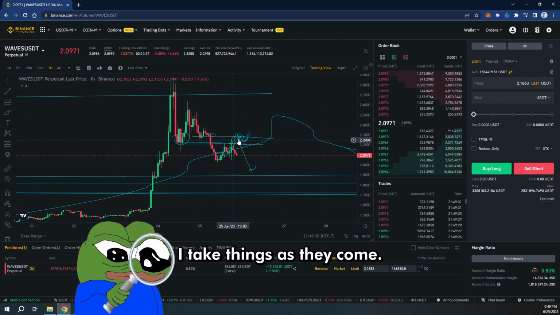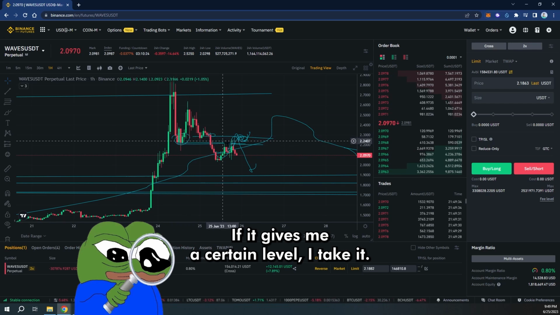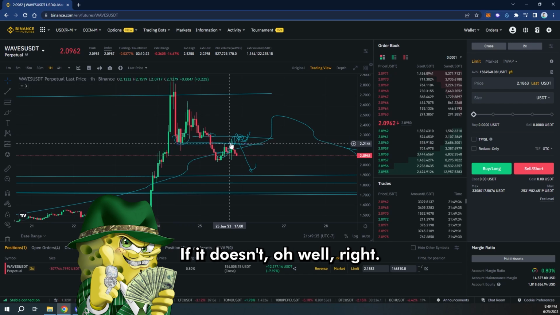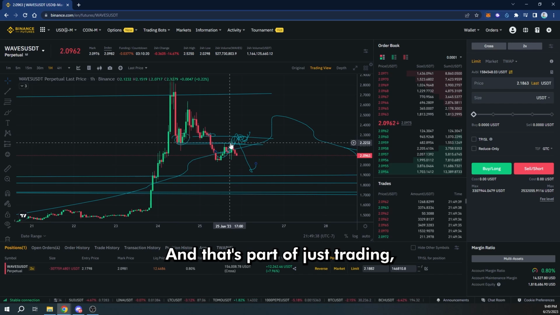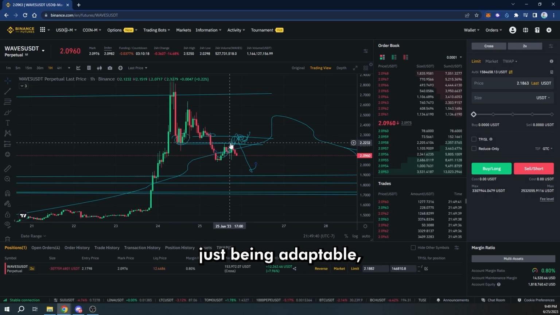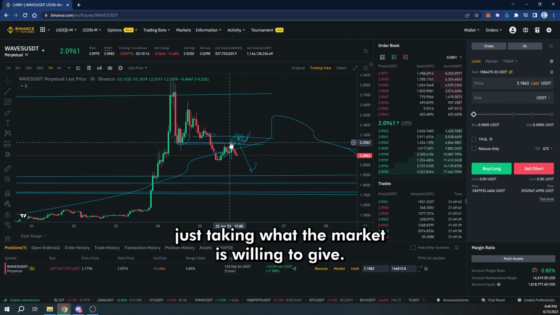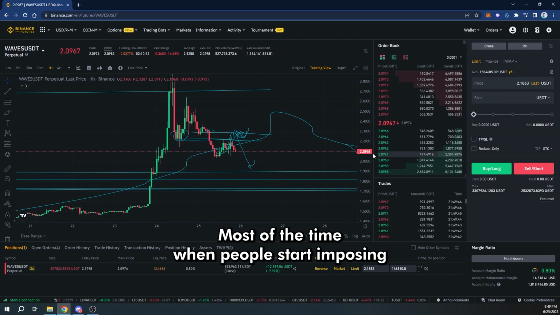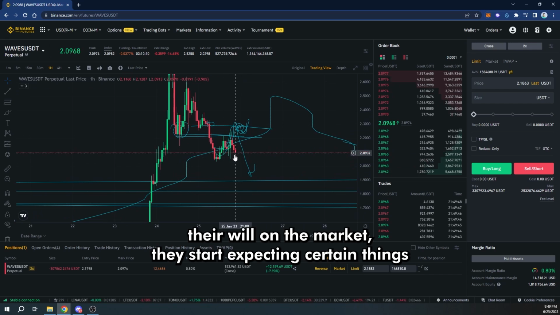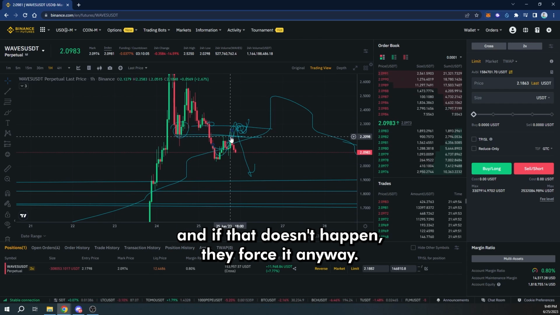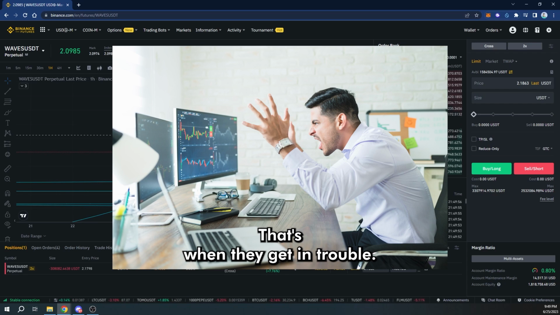I take things as they go. If it gives me a certain level, I take it. If it doesn't, oh well, right? And that's part of just trading, just being adaptable, just taking what the market is willing to give. Most of the time when people start imposing their will on the market, they start expecting certain things, and if that doesn't happen, they force it anyway. That's when they get in trouble, okay?